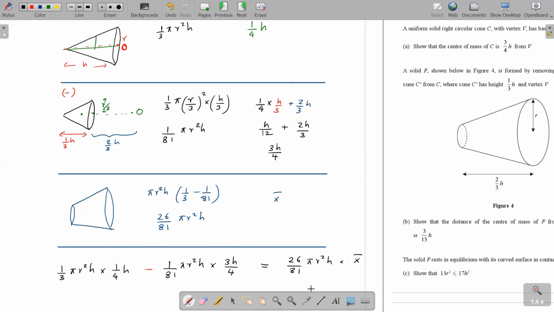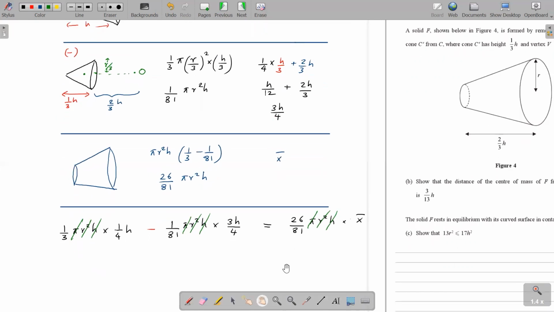Okay, and then you can cut off the common things. For everyone, pi r square h is common. Can you see there are 3 terms? Pi r square h is common to everyone. Can I know the answer here? 1 over 3 into 1 over 4 is 1 over 12h, minus 1 over 81 into 3 over 4, which is 1 over 108, h equals 26 over 81 into x bar. Can I know the subtraction? 1 over 12 minus 1 over 108. How much is it?